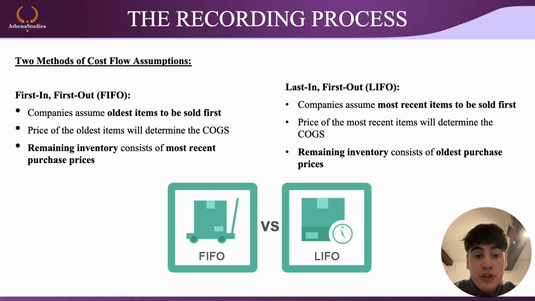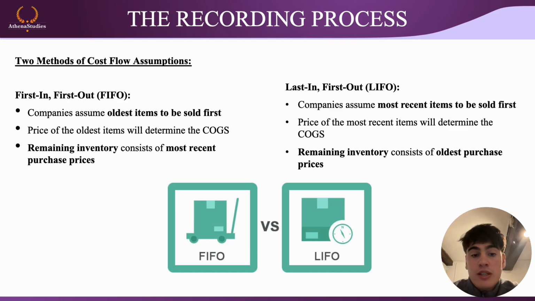We have the first in, first out, which is FIFO, and then the last in, first out, which is LIFO. An important thing is that the FIFO method is one that the International Accounting Standards Board allows, so it is allowed in almost all the world. However, LIFO is only allowed in the US. Okay? So this is something important, a characteristic of these two methods.